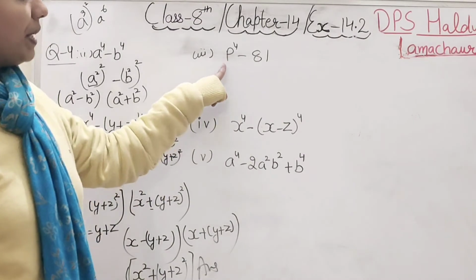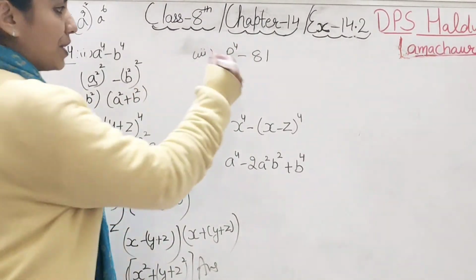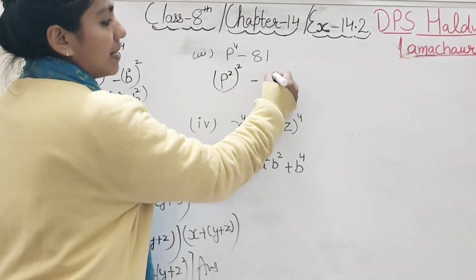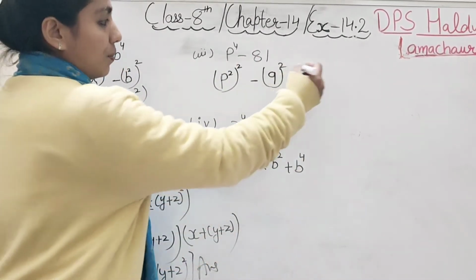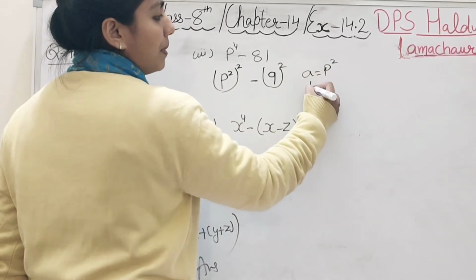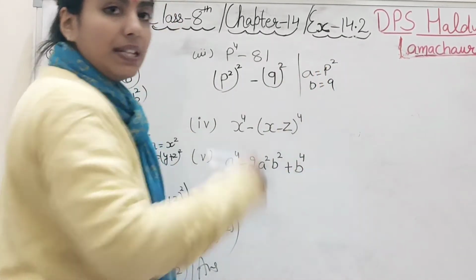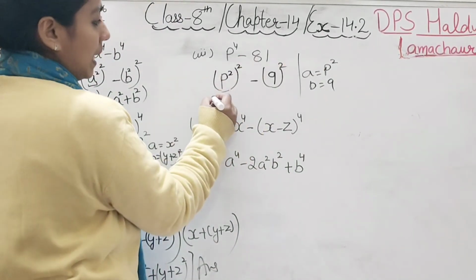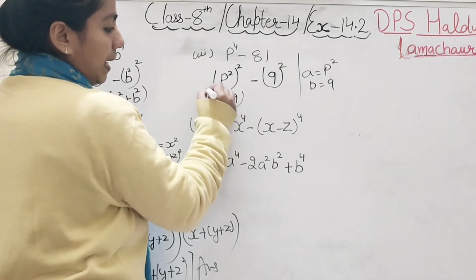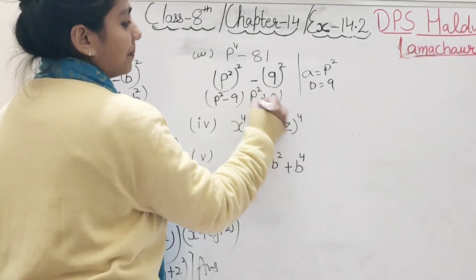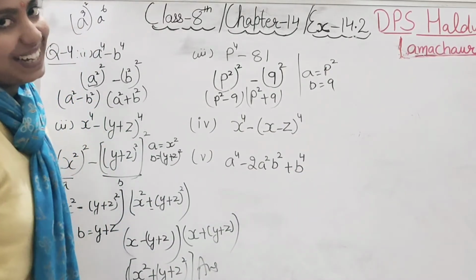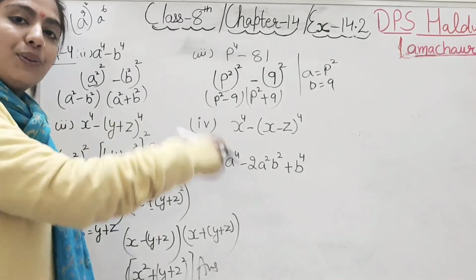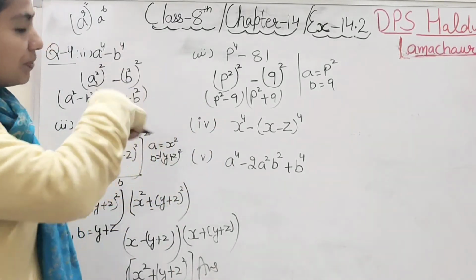Coming to our third part, p raised to power 4 minus 81. So p raised to power square. A square minus 9, 9 nines are 81. B square. So a value is p square and b value is 9. You can write in this manner so you will not get confused. Okay, so a square minus b square, a minus b, a plus b. That's it, student. Right? Only the game is of identities only. If you know the identity, directly you can put. Okay? So this is about 3 parts.